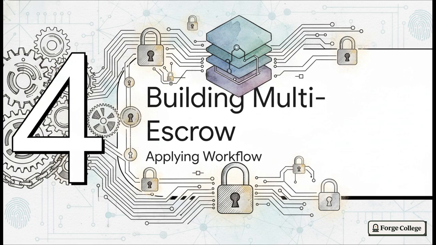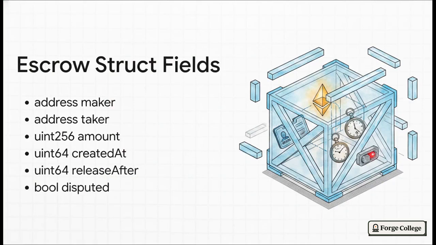Section 4, building the multi-escrow, applying the workflow. Applying our shiny new workflow to an actual capstone project, here are the exact data shapes we need for our escrow struct entity. We need addresses for the maker and the taker, a uint256 for the exact Ether amount, 2 uint64s to track the creation and release timestamps, and a simple Boolean flag to check if it's disputed.